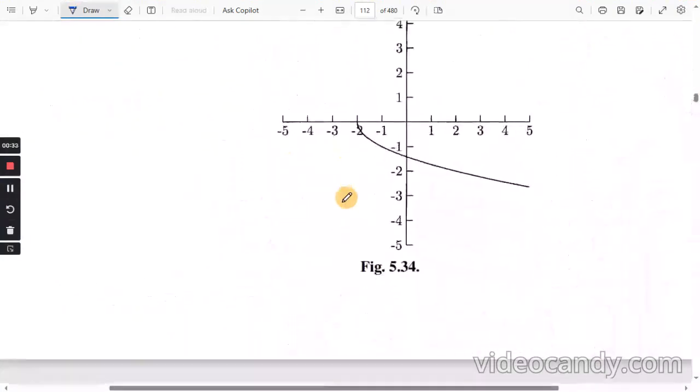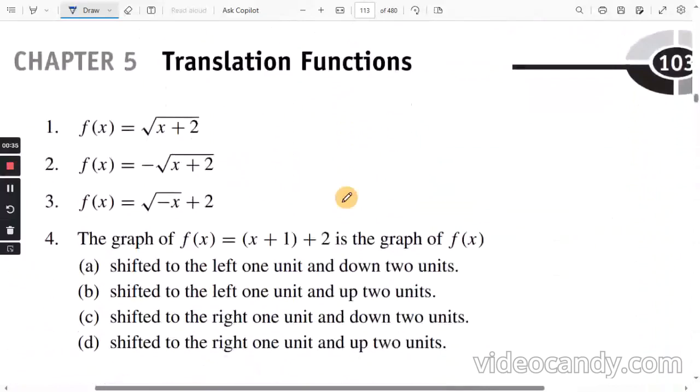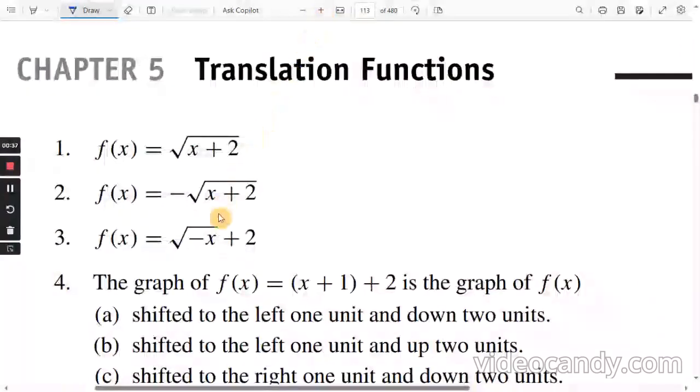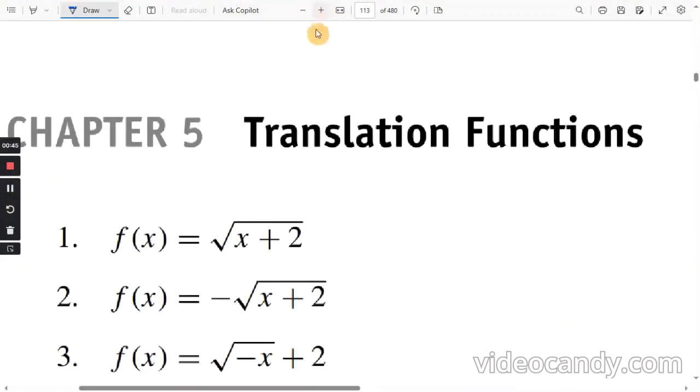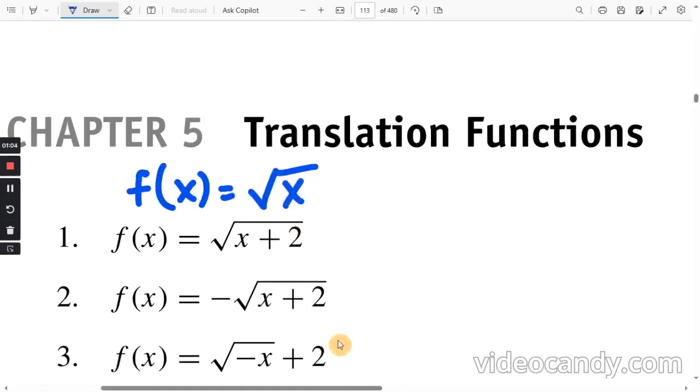All right, so let's see. Problem number 1 is radical x plus 2. So you'll notice in problems 1 through 3, these are all spin-offs or translations of the function y equals radical x. All right, or I should say f of x equals radical x. So let's take a look at that graph first.